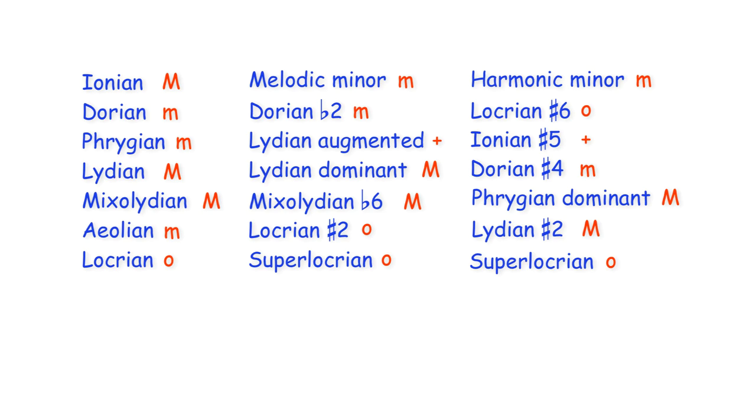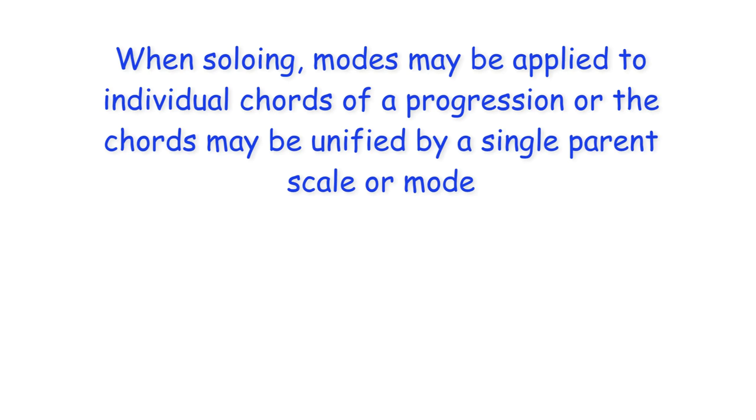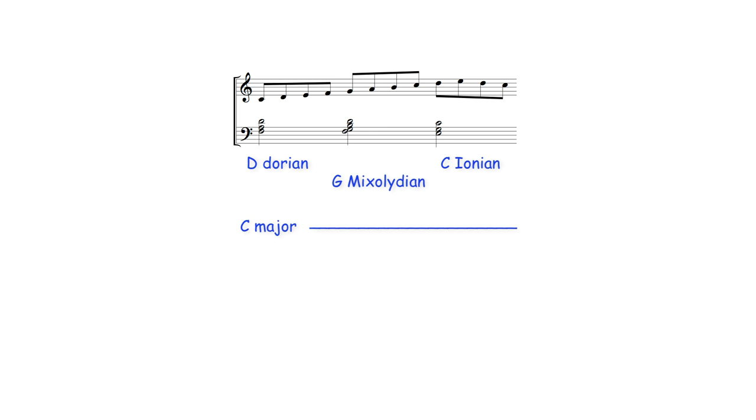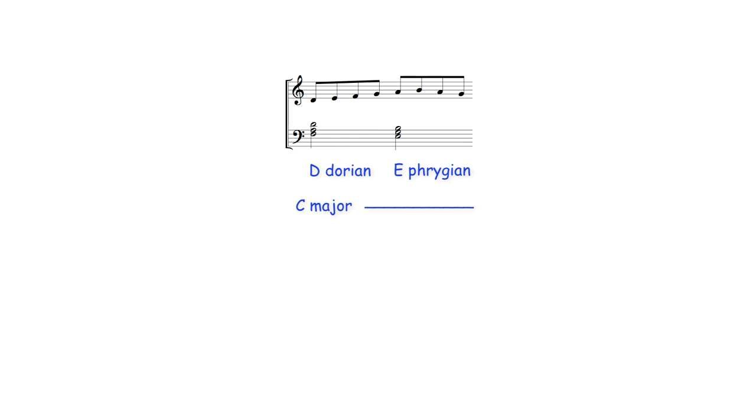As mentioned earlier, when soloing, modes may be applied to individual chords of a progression, or the chords may be unified by a single parent scale or mode. 2-5-1 progressions, for example, may be unified by the scale of the tonic chord. Two minor chords with root notes a major second apart may also be unified by the major scale whose root note is a major second below the initial minor chord.